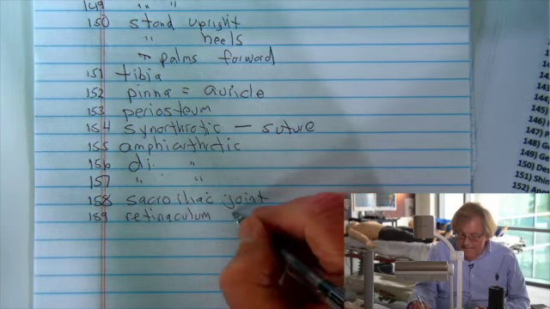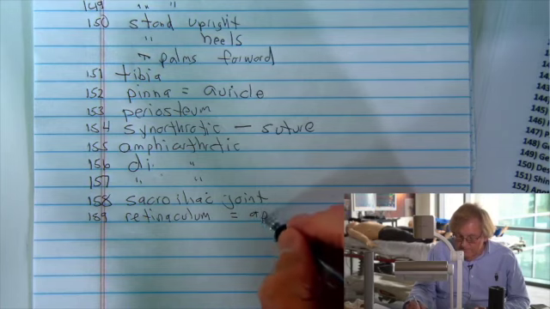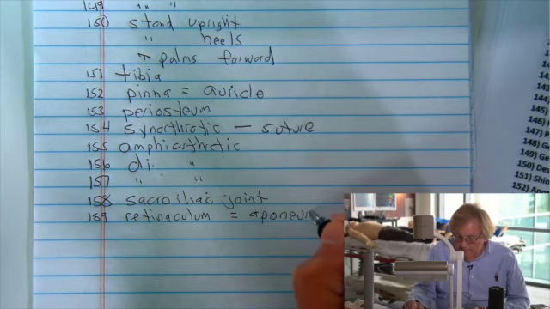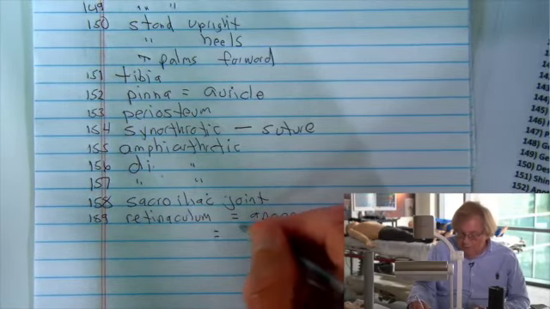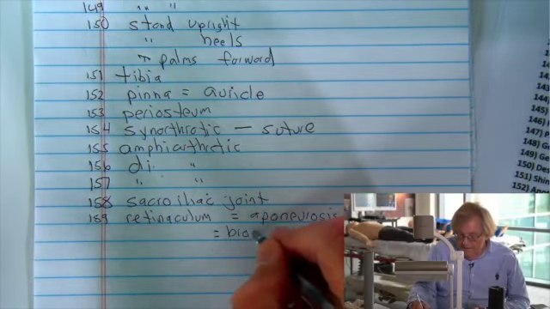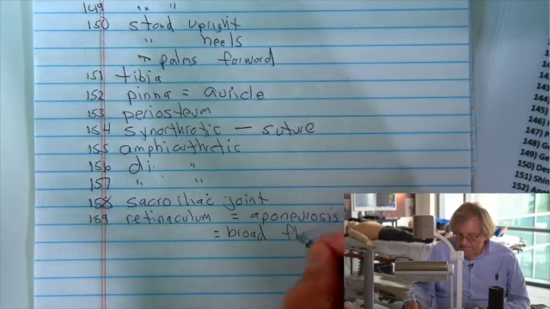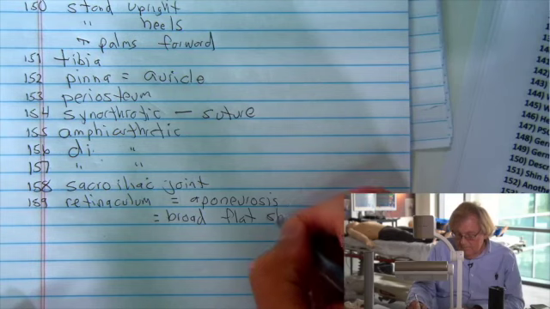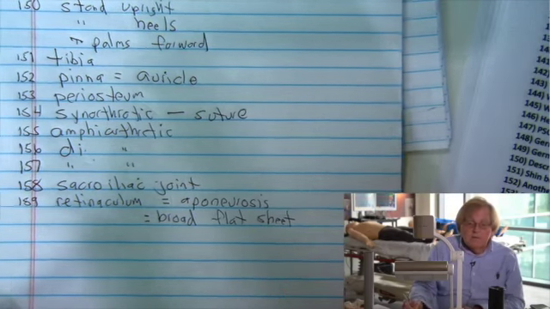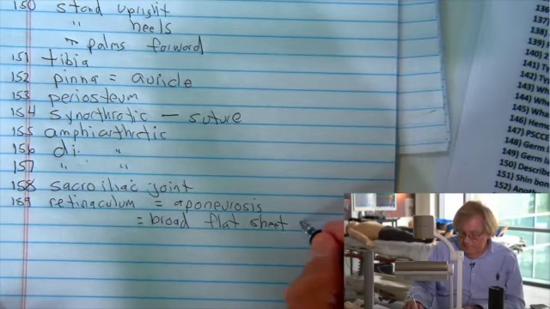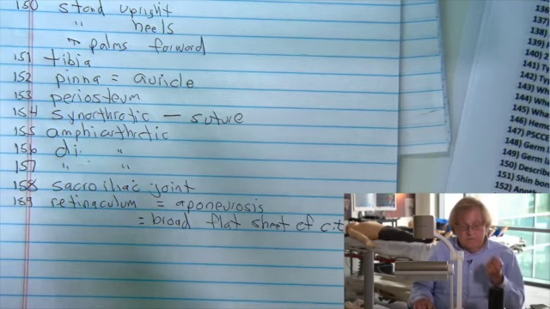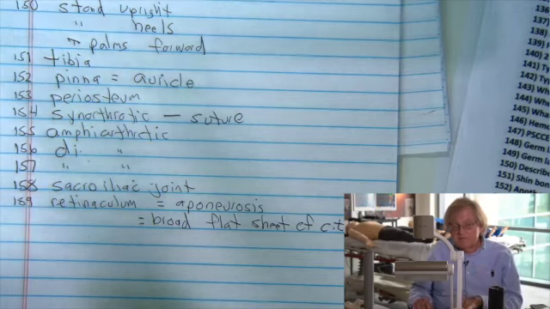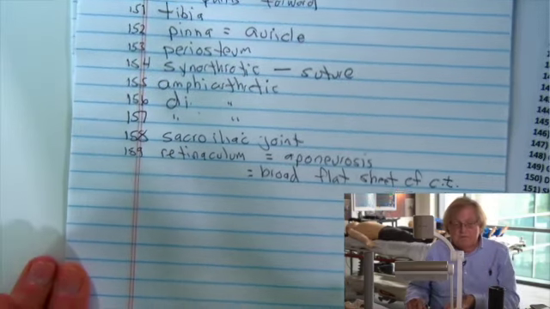And that is an aponeurosis. And remember, an aponeurosis is defined as a broad, flat sheet of connective tissue. So that's what loosens up when someone gets carpal tunnel syndrome.